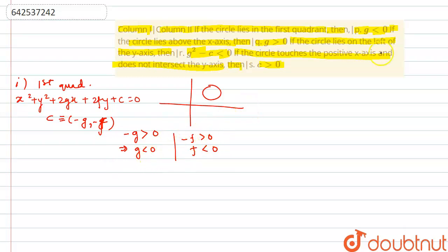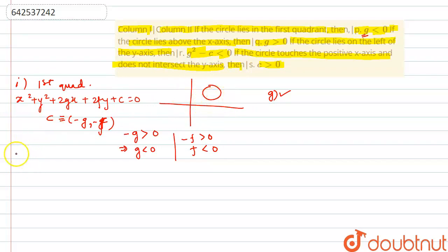So if we check the options, in option P it is said g is less than 0. So for the first statement P is the correct answer. Also, since it is lying in the first quadrant, it will have no point of intersection with the x-axis or with the y-axis.